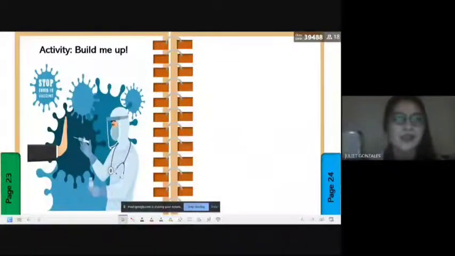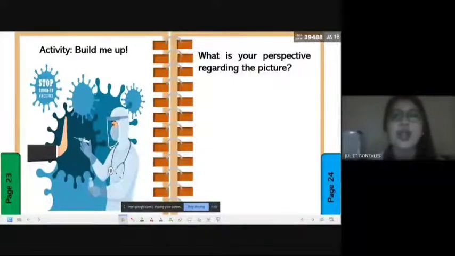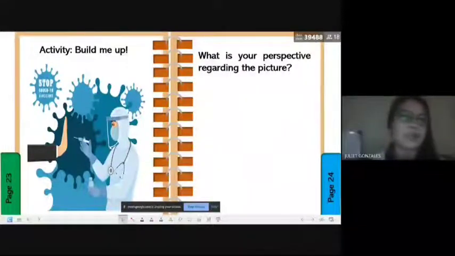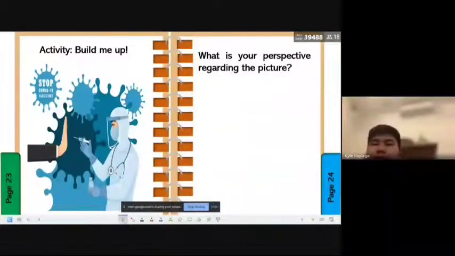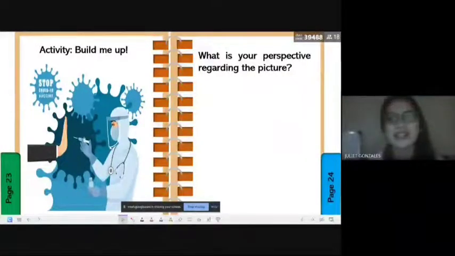Okay, analyze the picture. Okay, first question. Who would like to answer? What is your perspective regarding the picture? Or what is your opinion regarding the picture? Yes, Kai. I completely disagree with the meaning behind this picture because it is saying that we shouldn't get the COVID vaccine. Okay, very good opinion, Kai. And your answer is well stated.